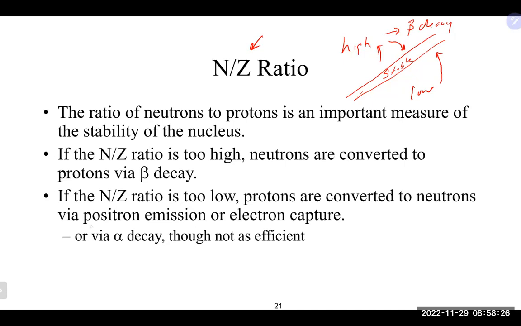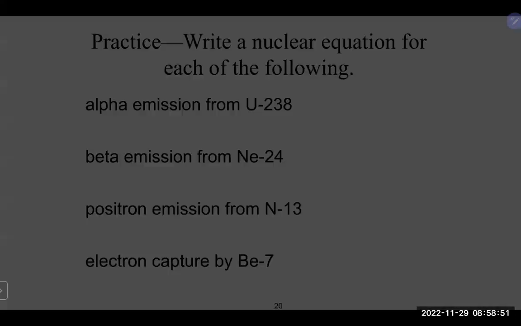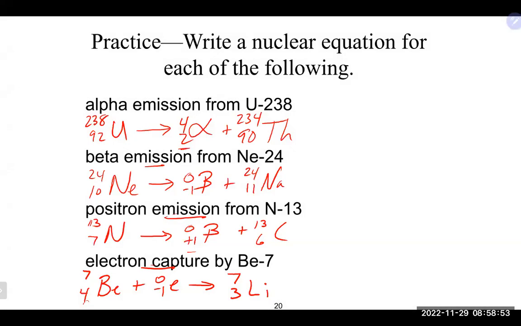It can go through two different routes to get there: a positron emission or an electron capture. Both will get you to the same end result. It could go through an alpha decay, but that's not as efficient. So for this type of situation, one of these two will occur. Just to show you, we just saw an electron capture here of beryllium-7.